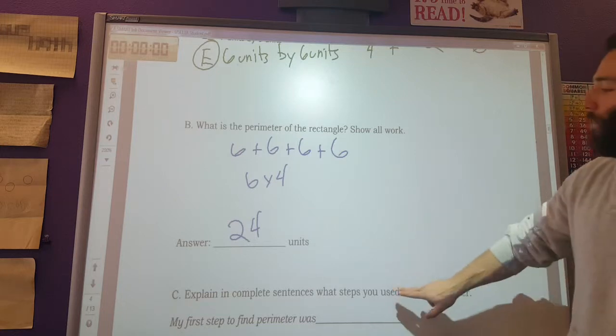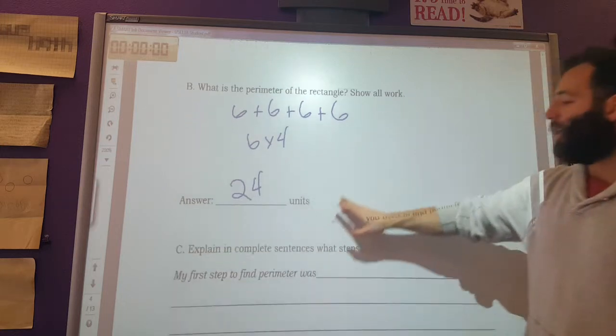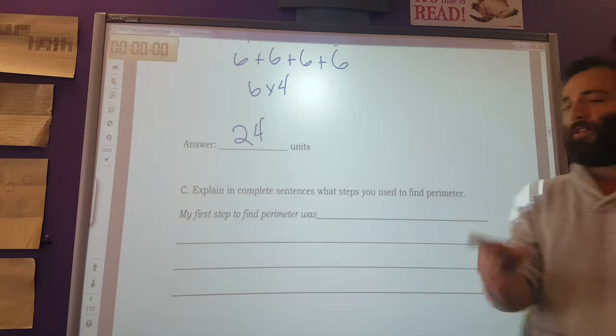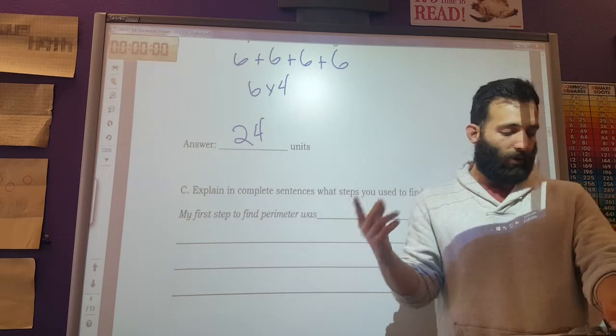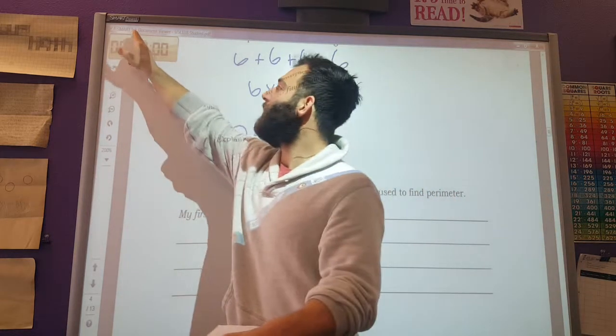So I'd like to take one more minute to explain in a complete sentence what steps you used to find the perimeter of this polygon. 1 minute.